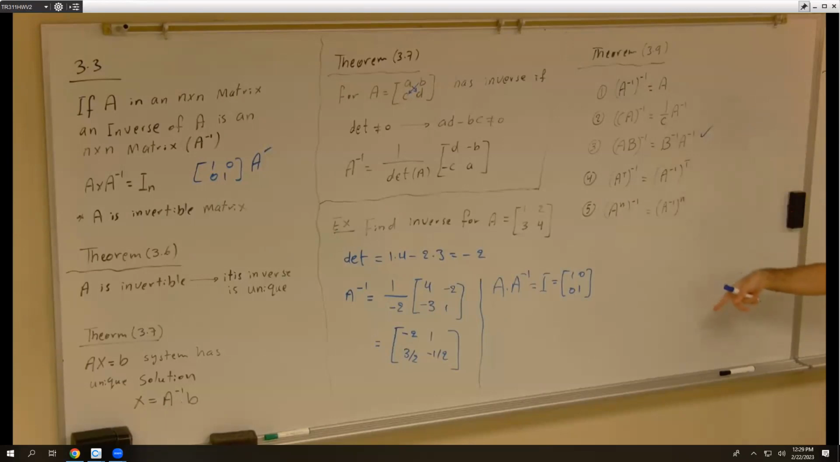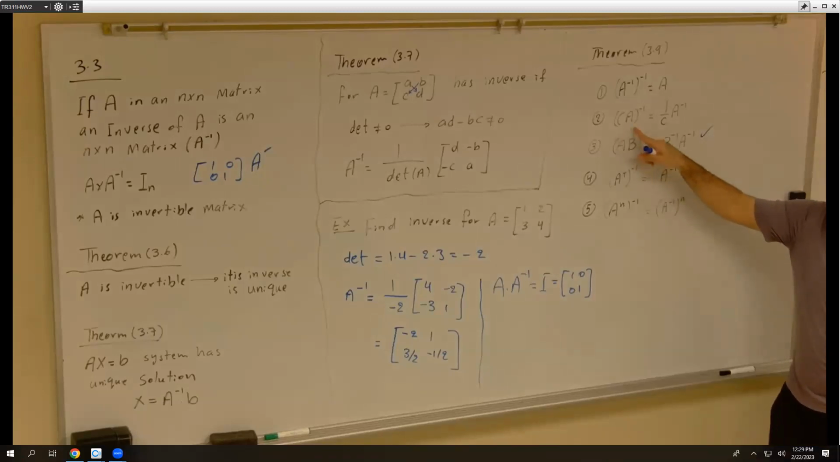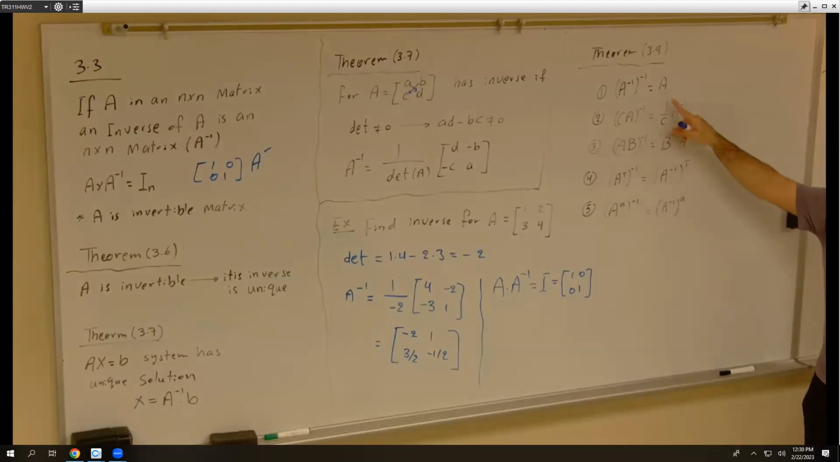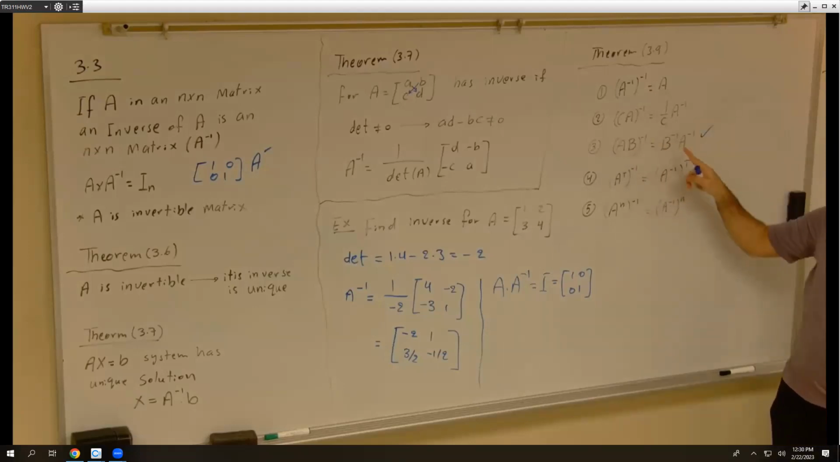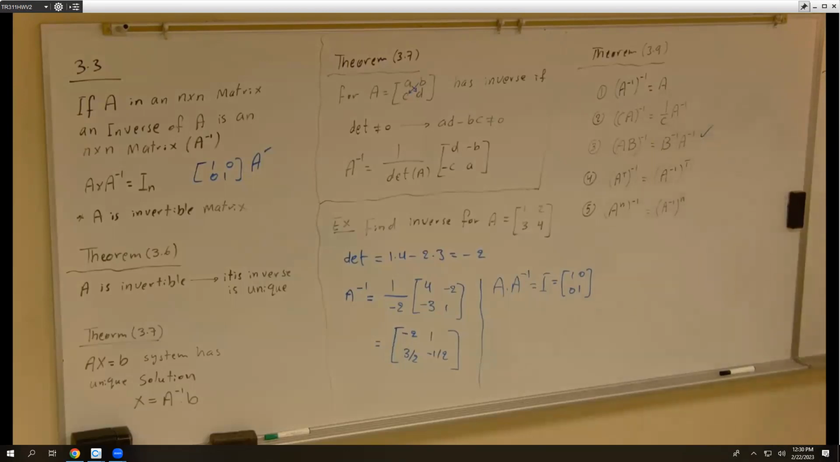Of course, these properties of the theorem, you're going to use when you prove, because there's a proof for each one. The scalar times the matrix A inverse is going to be 1 over C times the inverse of the matrix A. Okay? This is what we're going to use. A times B inverse is going to be B inverse times A inverse. These are two equal sides.